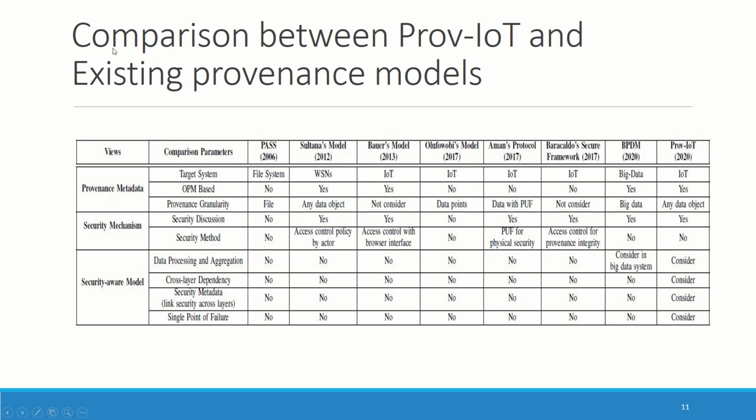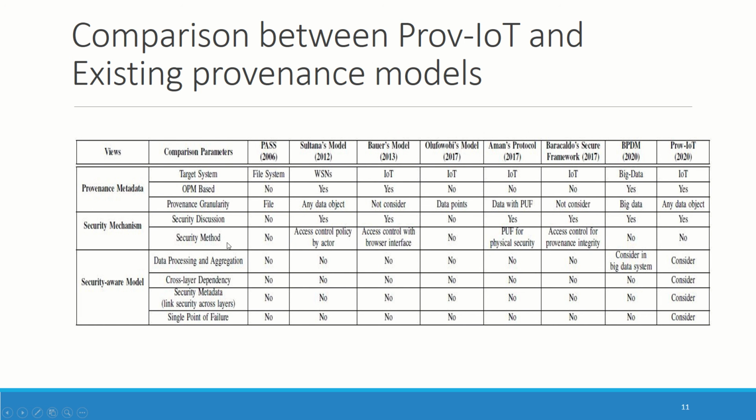All right. So here we actually compare the proposed model with the existing provenance models. We compare it with three views: the provenance metadata, security mechanism, and security error model. In our paper, we have different comparison parameters, and for the security mechanism, for example, we actually think about it from two perspectives. The first is whether the papers that we are working with from different years have discussed security or are proposing some security method.